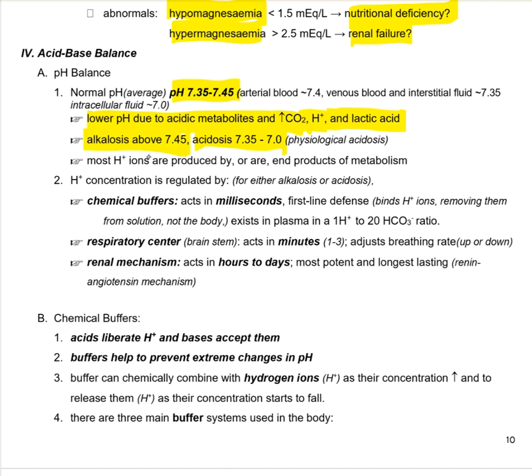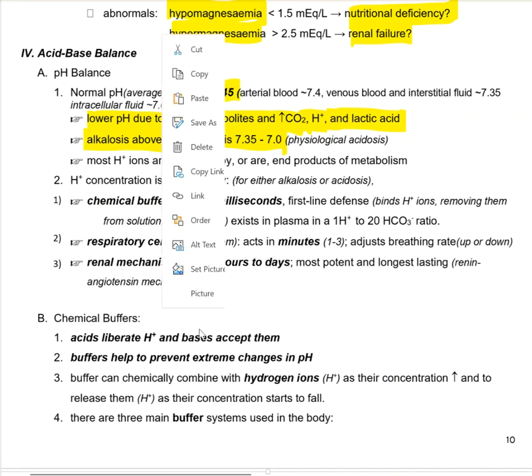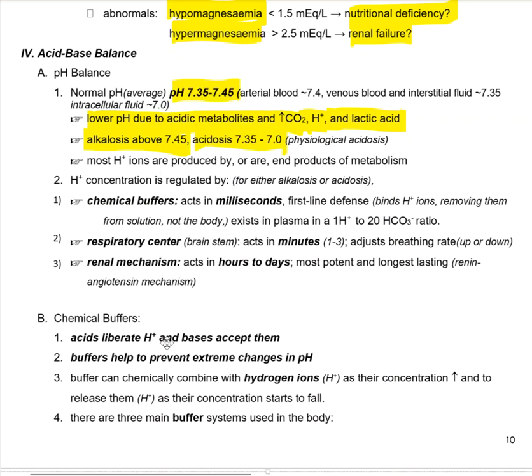Most of these hydrogen protons are produced via metabolism. They're end products of metabolism, and we need to process them, right? We want to get rid of these as quickly as we can. And we have 3 different systems to get rid of excess hydrogen. Okay, we have chemical buffers, we have respiratory center, and we have the renal mechanism.